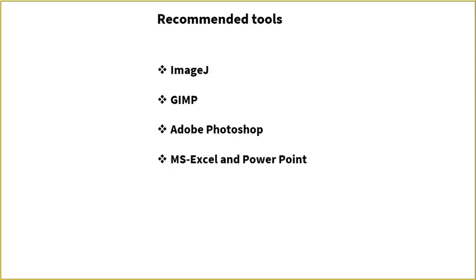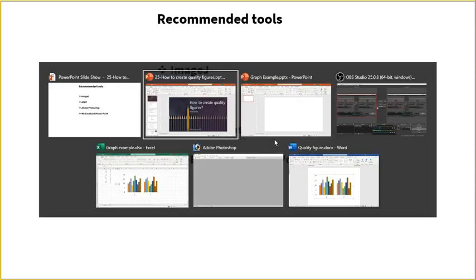Before entering the demonstration, these are the recommended tools: ImageJ and GIMP are open source, so you can download them online. One more required is Adobe Photoshop, and obviously we can have MS Excel and PowerPoint. Using these, we can create quality figures. Now in this method one, I am going to create a quality figure using Excel, PowerPoint and Adobe Photoshop. So now I am entering the demonstration.